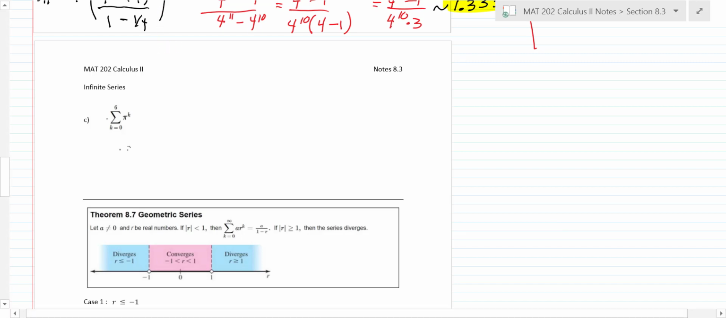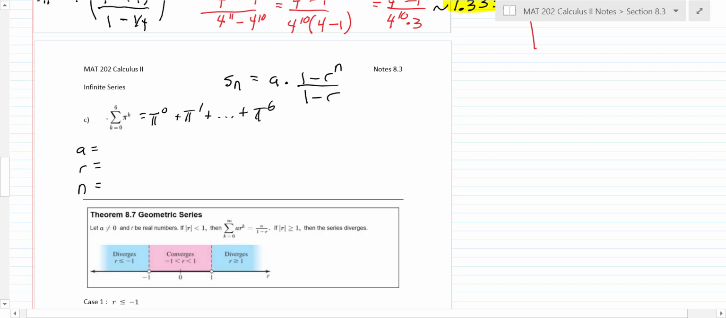So for this one, let's go ahead and write everything out and get this sum right here. We want to figure out A, R, and N. We want to use the formula S of N equals A times 1 minus R to the N over 1 minus R. So let's do one more. This one we'll just use a calculator on. Write the terms out if you need to. So you'd have pi to the 0 plus pi to the first all the way up to pi to the 6th. Tell me what A is.